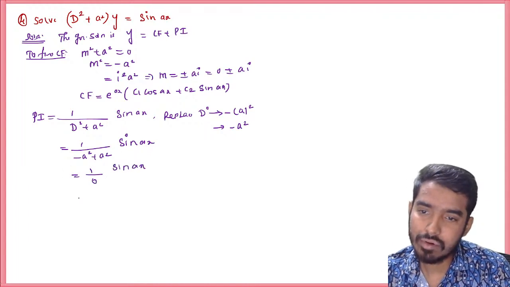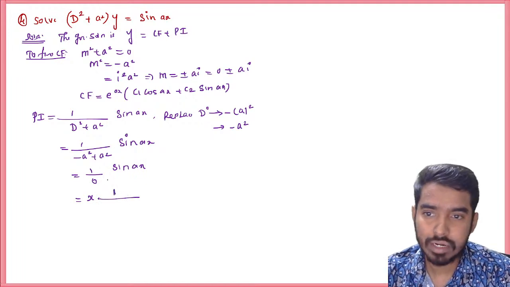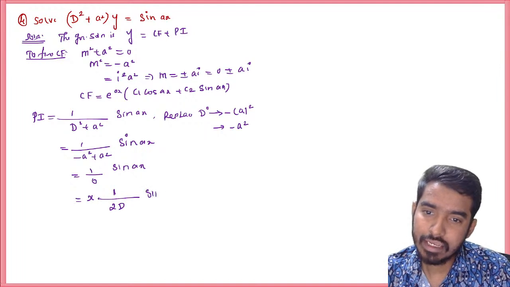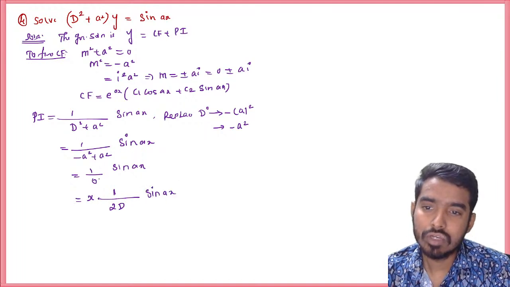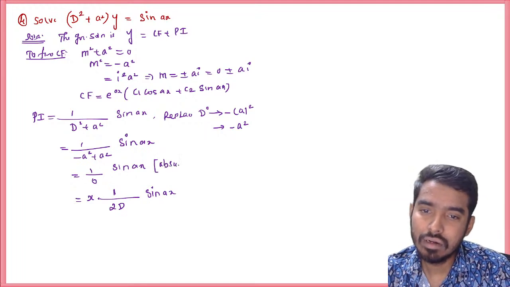In that case, what you have to do? Multiply by x. You need to make use of type 1, right? Differentiate the denominator, we will have 2D of sin ax. So if you have the denominator 0, we will call that as absurd, right?